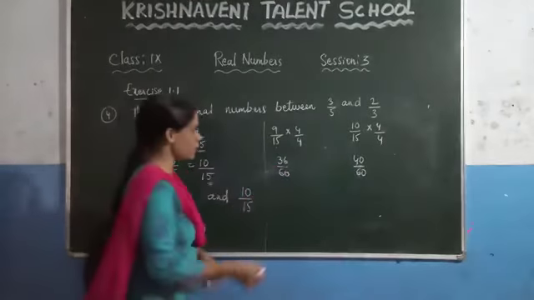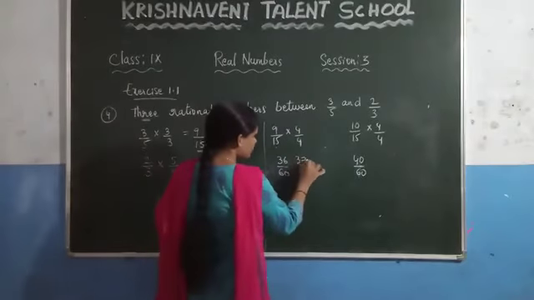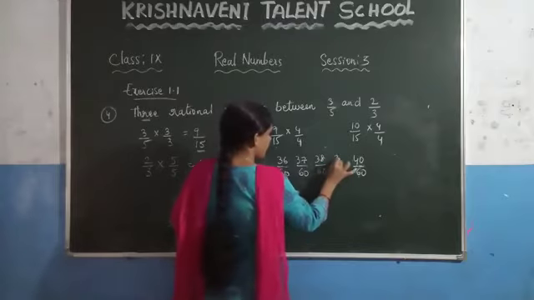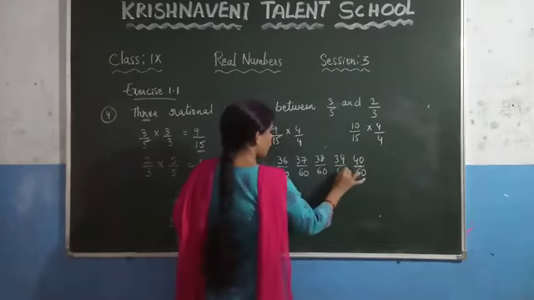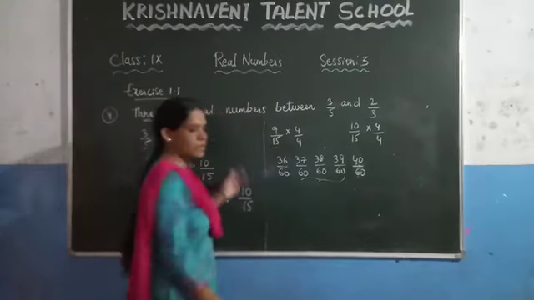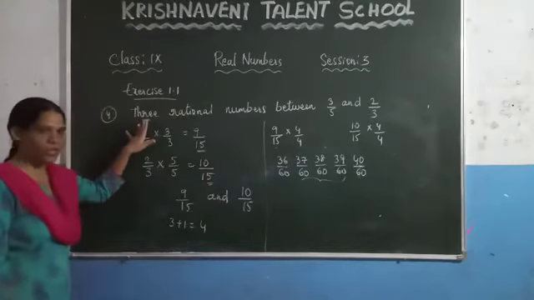Now write the middle numbers. What will be the next number? 37 by 60, 38 by 60, 39 by 60 and 40 by 60. So how many numbers have we written in between these two numbers? 3 rational numbers. Okay.